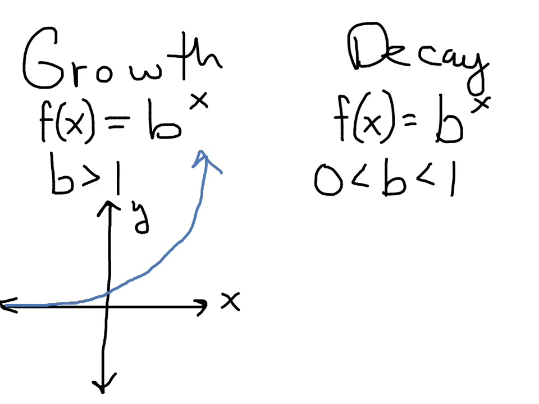The asymptote line is y equals 0. Unless we shift it up or down, left or right, which we haven't done yet, and we will later, but not today.